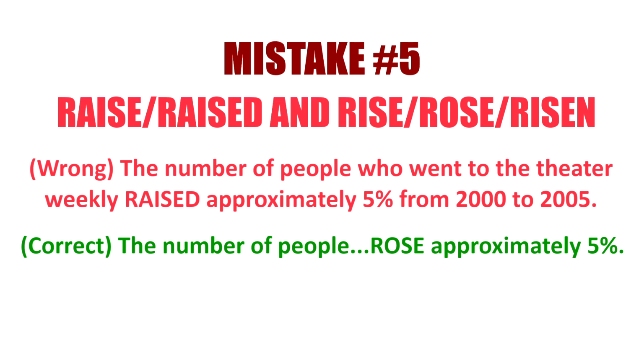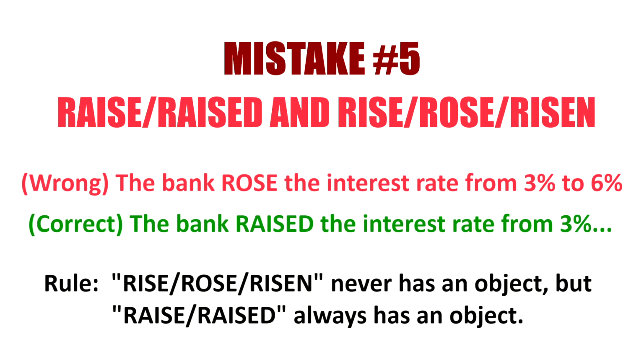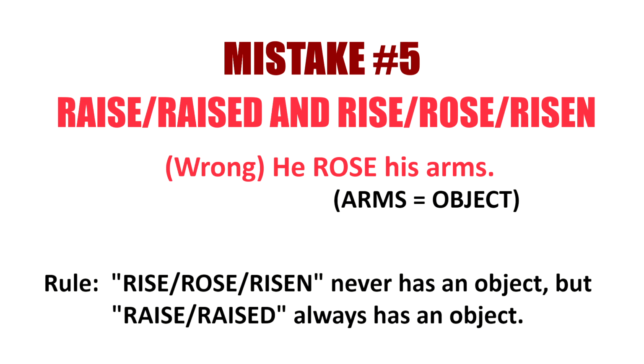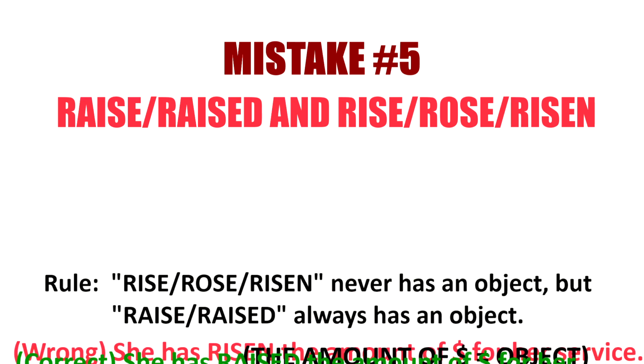Okay, so we see that. Let's look at another sentence that is wrong. The bank rose the interest rate from 3 to 6%. Correct. The bank raised the interest rate from 3 to 6%. Okay, so what's going on here? Well, rise, rose, risen cannot have an object. For example, he rose his arms. This is wrong because rise, rose, and risen cannot have an object.